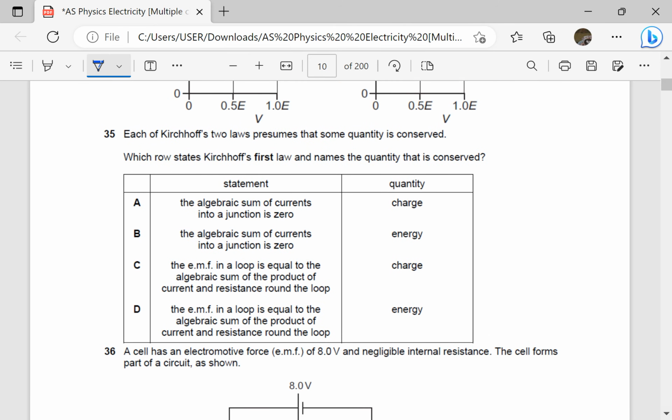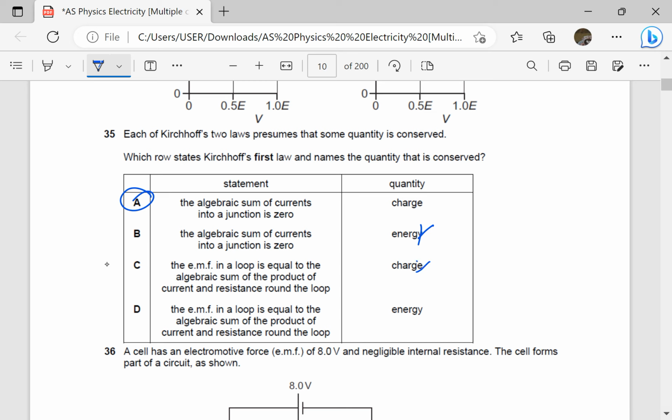Each of Kirchhoff's two laws presumes that some quantity is conserved. Remember, we have said first law, charge, second law, energy. Which law states Kirchhoff's first law, and names the quantity that is conserved? The algebraic sum of current into a junction is zero. That is the first law, conservation of charge. That is true. Algebraic sum is zero. Energy, that is not true.